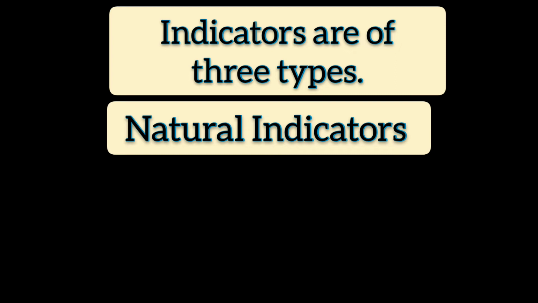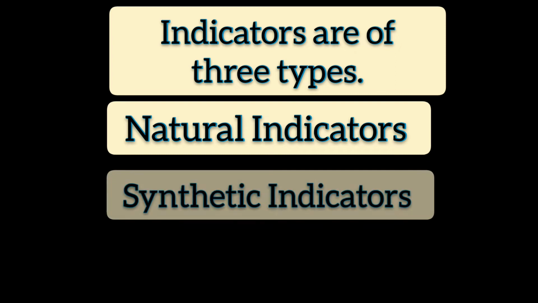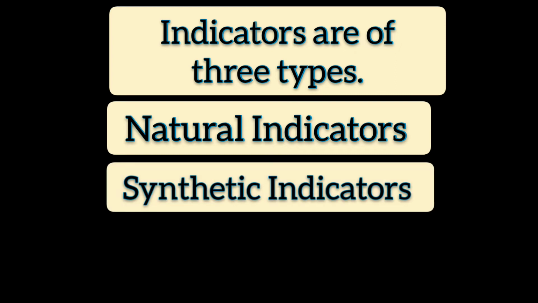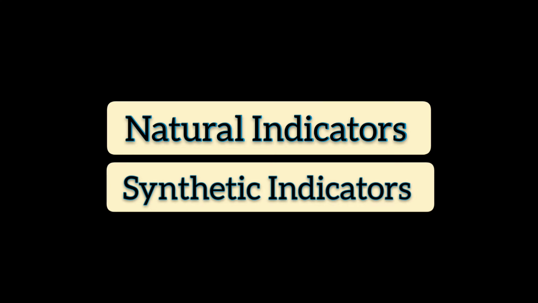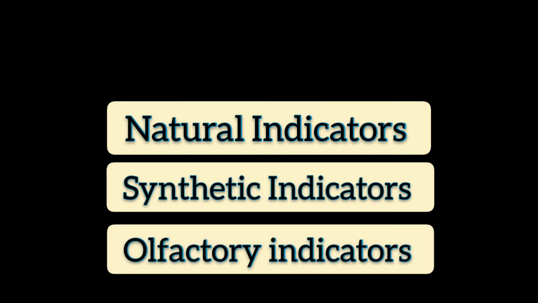Second type of indicator is synthetic indicators. These indicators are prepared chemically, for example, methyl orange and phenolphthalein. Third, olfactory indicators. The substances whose smell changes in acidic or basic solutions are called olfactory indicators. For example, onion and vanilla extracts.